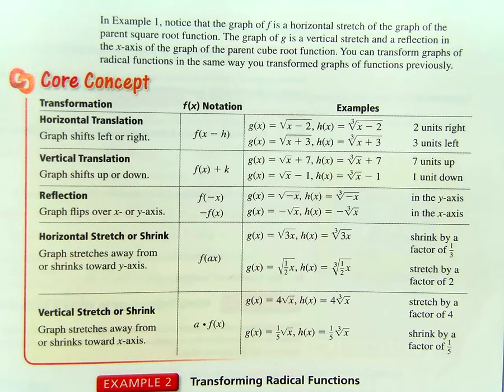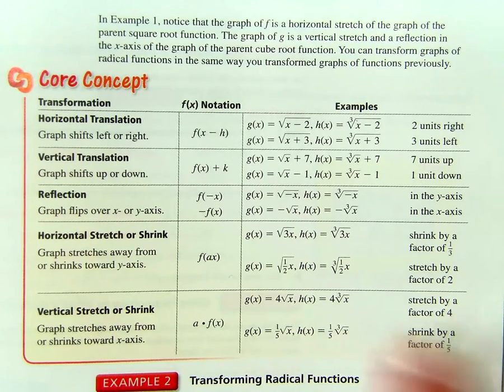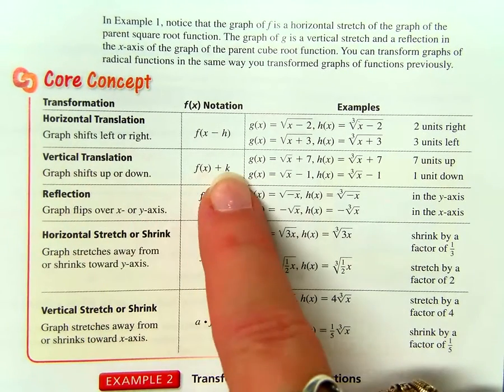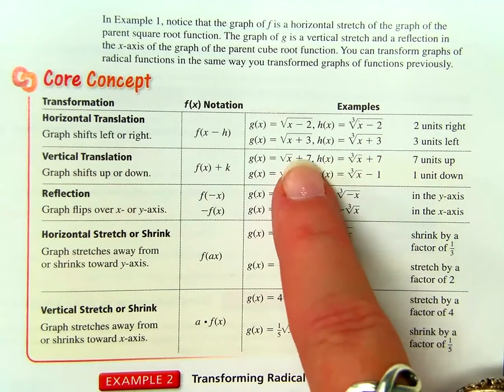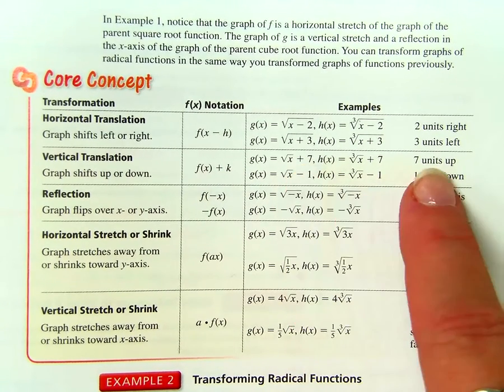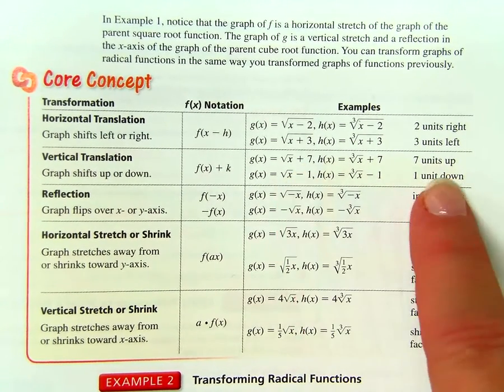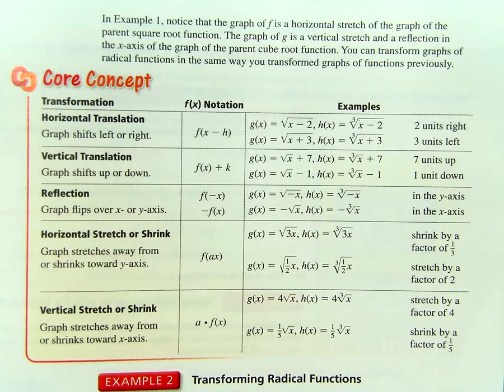It doesn't cause any sort of shift or compression or stretch or anything like that. Okay? Vertical translation, we talked about this a second ago. It goes on the outside, that shifts it up or down exactly what you think it would. If it's plus 7, you move up 7. If it's minus 1, you move down 1. You okay with that?